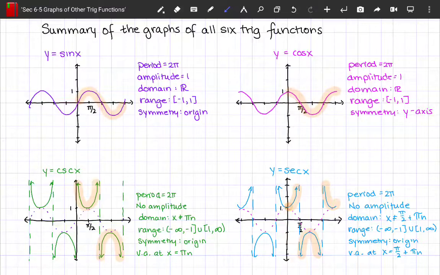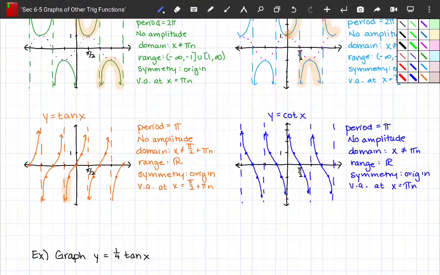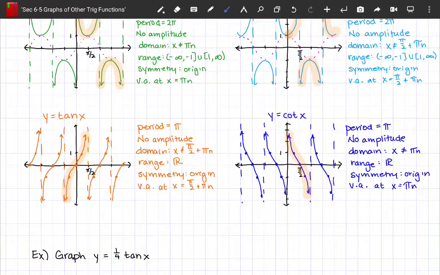So that was cosecant and secant. And then tangent and cotangent. If we look at those, the thing to keep in mind, first of all, is that one period for both of these is only pi. The period for the other ones is 2 pi, but only tangent and cotangent have a period of pi. Again, we don't talk about an amplitude. The domains are the values of x that are the asymptotes, because those are the only values of x for which the function is undefined. The range is all real numbers, because these graphs go up and down forever.